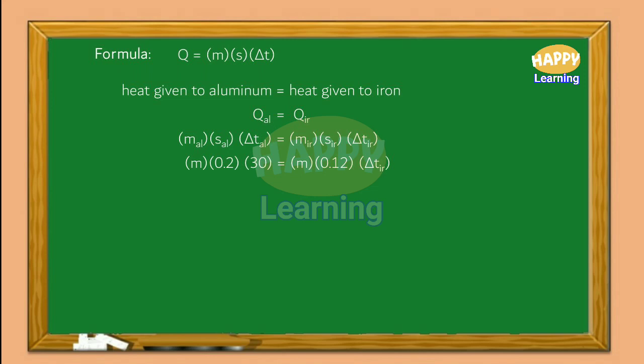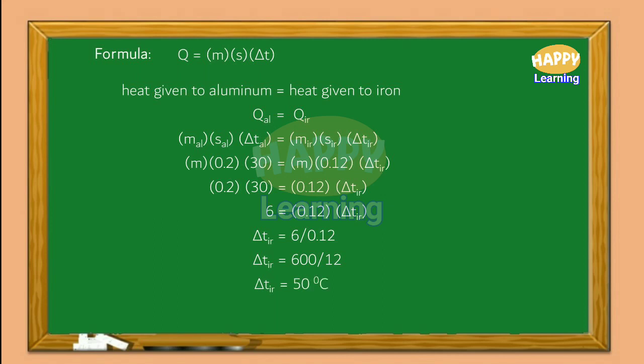Left hand side, right hand side, M can be cancelled. So you are left with 0.2 into 30 is equal to 0.12 into delta T IR. If you further simplify, you get 6 is equal to 0.12 into delta T IR. Then delta T IR is equal to 6 by 0.12. That can be written as 600 by 12. Then it will be equal to 50 degrees Celsius. Therefore, rise in temperature of iron is 50 degrees Celsius. This is the answer.